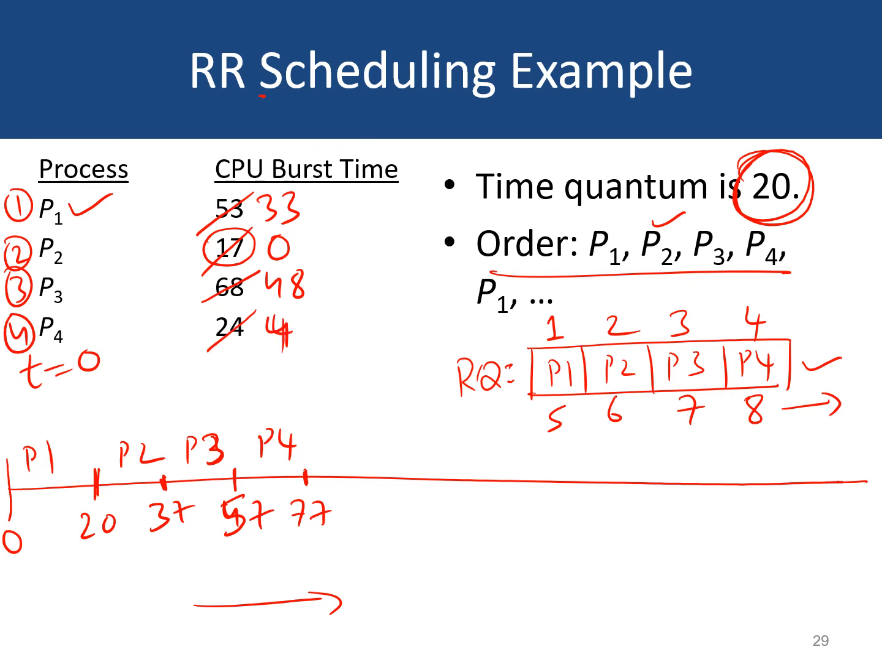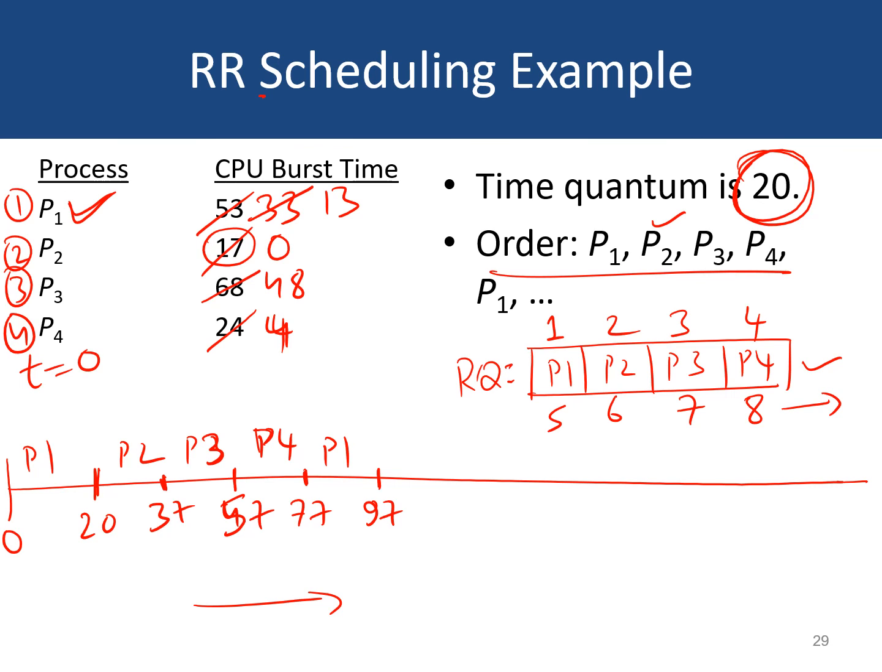Now we have gone through the ready queue one full iteration, so we'll come back and again start from P1. P1 still has more time to go. It has 33 more milliseconds, so we'll again schedule P1 for 20 more milliseconds, which is one time quantum. P1 will now be preempted at 77 plus 20, which is 97 milliseconds. After this second time quantum for P1, it will have 33 minus 20, 13 milliseconds remaining.